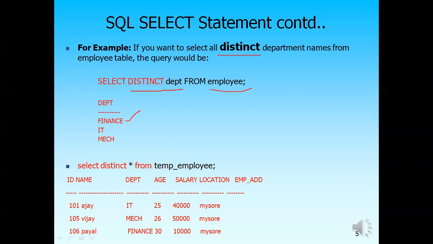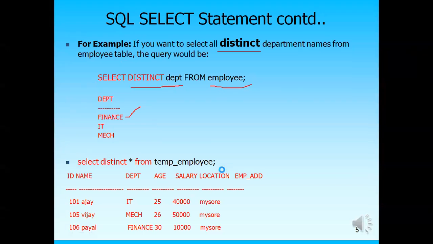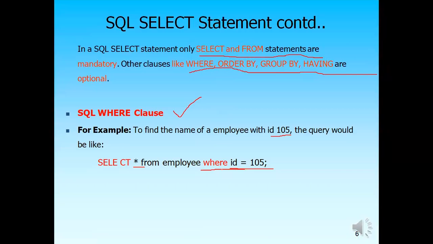So if you want to select distinct department names from the employee table, the query will be select distinct department from employee, right? In the employee table there can be multiple employees belonging to the same department, so multiple entries will be there of finance department, IT department, mechanical, but this distinct clause will display each only once. There can be queries based on this distinct clause, so remember this clause that we can use with the select query. Here is another example: select distinct star from temp employee. So with star you can use the distinct clause.